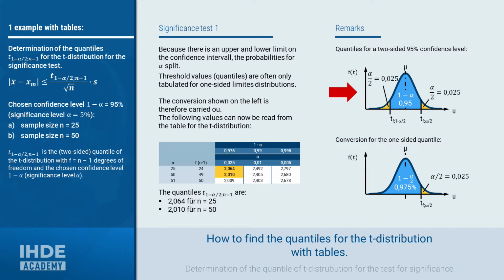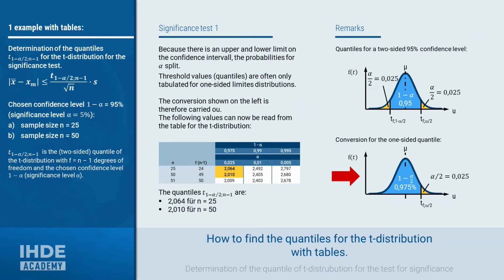First, let's look at the top distribution on the right. With our chosen confidence level of 1 minus alpha equal to 95%, 95% of all values are to be expected between the limits drawn here. The remaining 5% are outside these limits. 2.5% on the left and 2.5% on the right. These threshold values, or quantiles, are tabulated, but often only for one-sided limited distributions. A change must therefore be made.